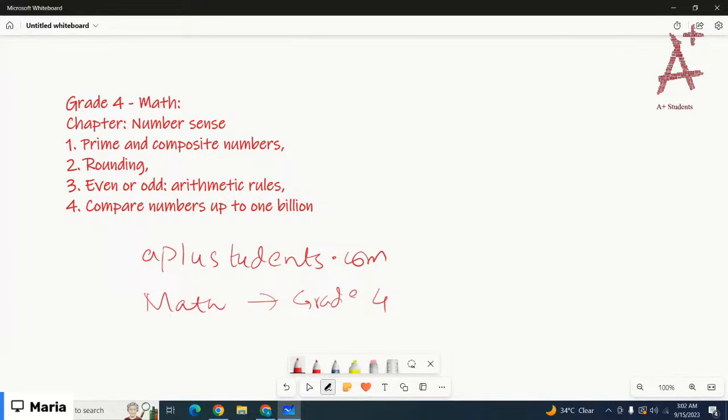We are going to start with prime and composite numbers, rounding, even and odd arithmetic rules, and compare numbers up to billion, right? So let's start with the very first lesson, that is prime and composite numbers. So what do you know about prime and composite numbers?